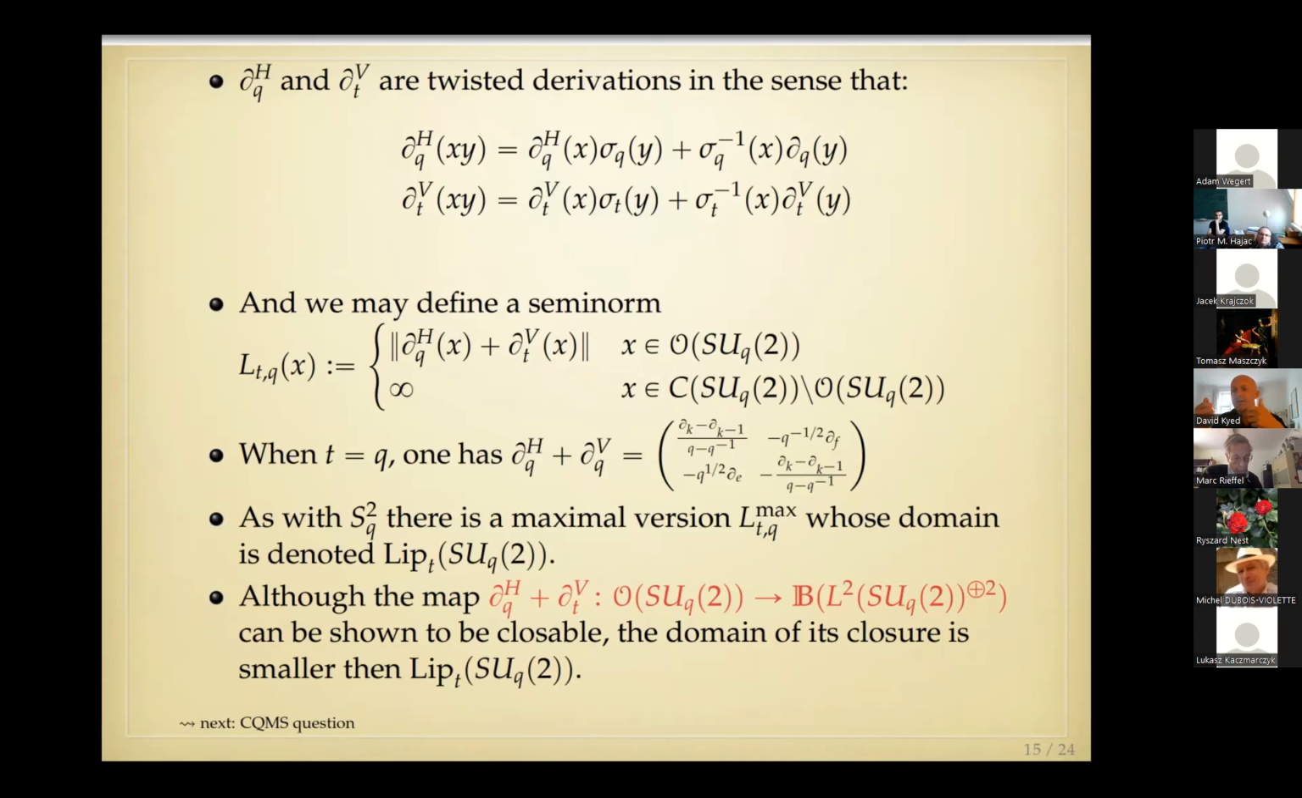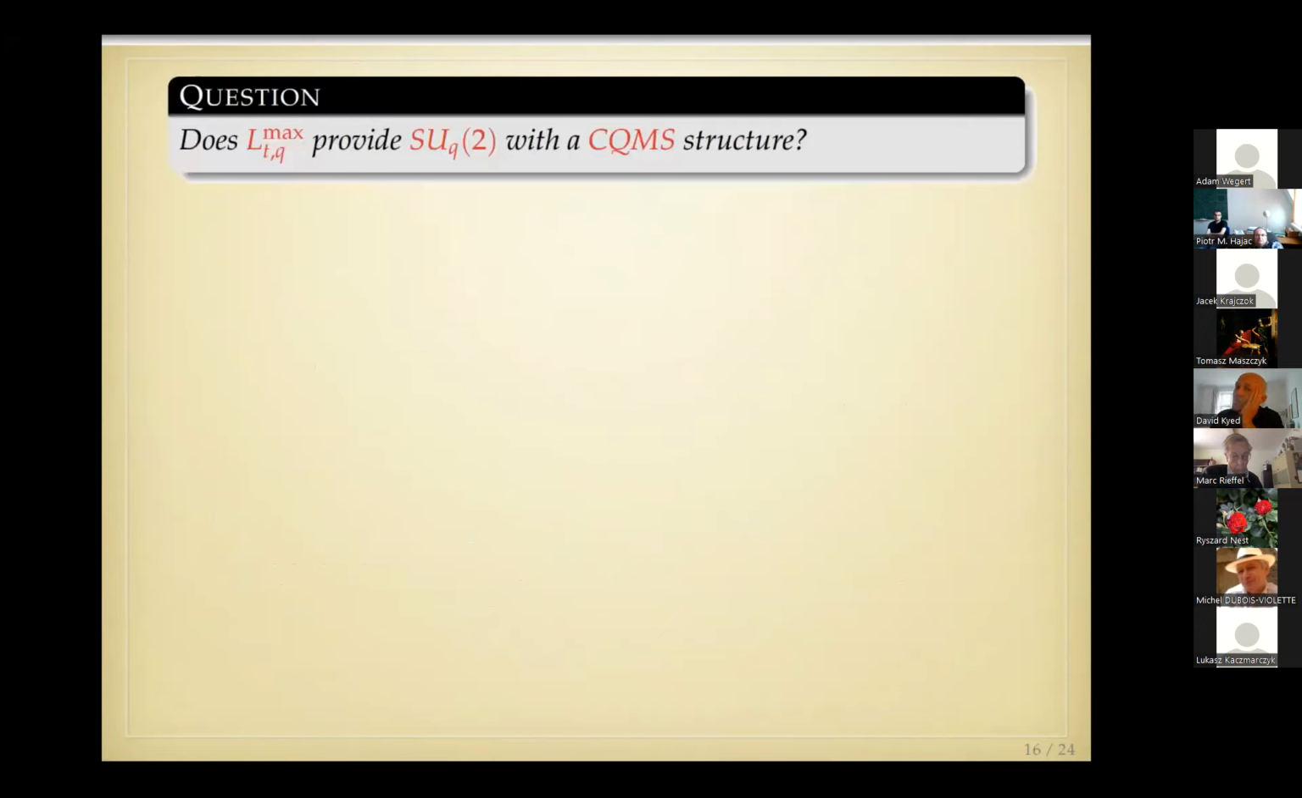Passing to the closure is a reasonably easy process to control from the quantum metric point of view, but passing all the way up to the maximal domain is another kettle of fish. So the difference classically corresponds to passing from polynomials to C1 functions, and then there is a huge gap between the C1 functions and the Lipschitz functions. So you need to do a lot more careful analysis if you want to treat this maximal semi-norm. But there's of course no need to be intimidated by its maximality. The question that you should ask at this point is, do you get a quantum metric structure from this maximal semi-norm? And if you do, then you're good, because then you automatically get it from the minimal one as well.